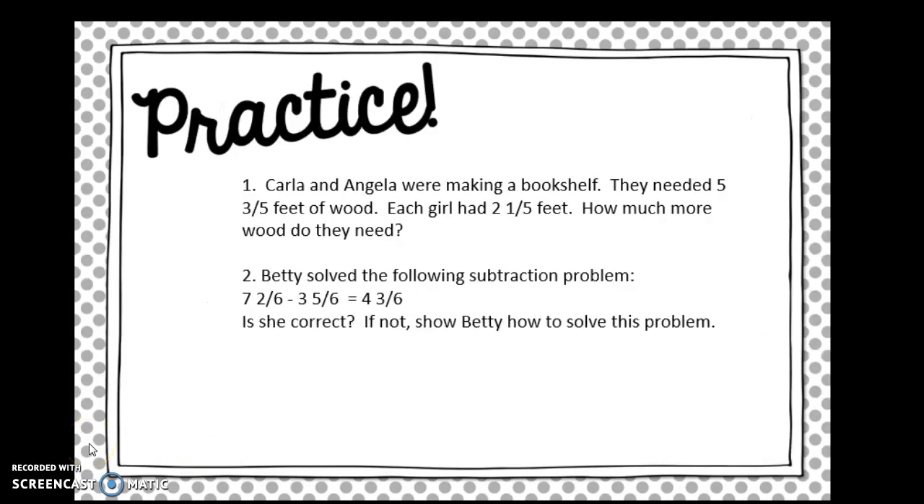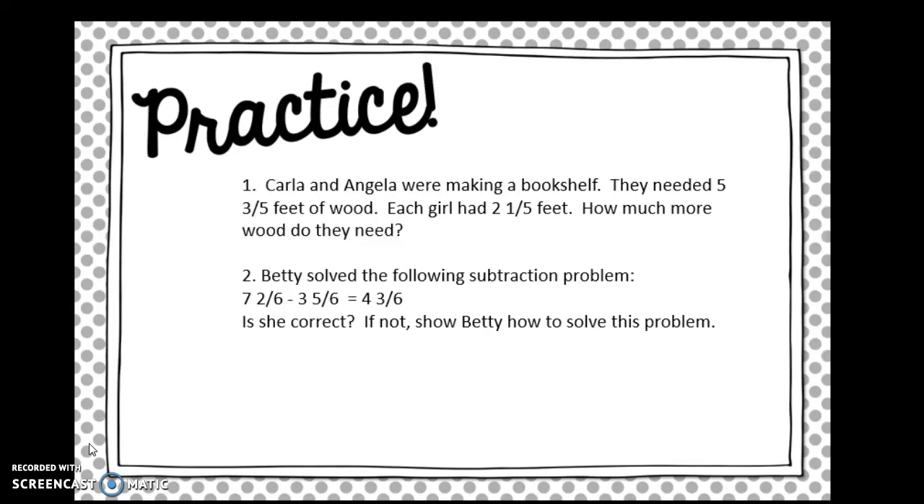So now that we've done a practice problem together, it's your turn to go ahead and do the following two problems for homework. The first problem says Carla and Angela were making a bookshelf. They needed 5 3/5 feet of wood. Each girl had 2 1/5 feet. How much more wood do they need?